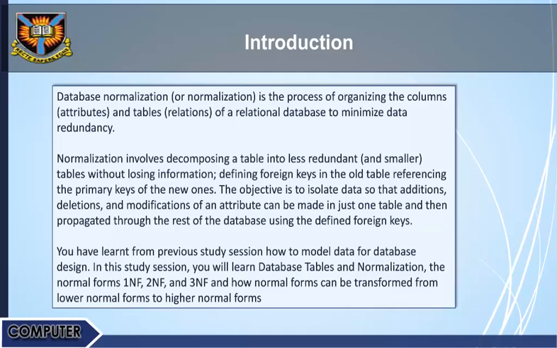The objective is to isolate data so that additions, deletions, and modifications of an attribute can be made in just one table and then propagated through the rest of the database using the defined foreign keys. You have learned from a previous study session how to model data for database design. In this study session, you will learn database tables and normalization, the normal forms 1NF, 2NF, and 3NF, and how normal forms can be transformed from lower normal forms to higher normal forms.